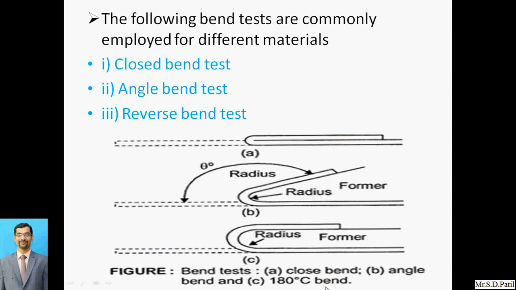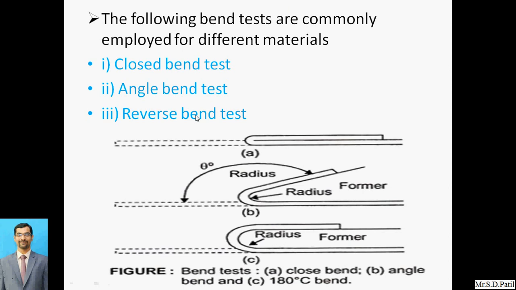And the third is the reverse bend test, also called the 180 degree bend test. Here the component is bent by 180 degrees. In this test, a specimen is bent around a former using a standard nose angle of 180 degrees. Then the specimen is made flat and the test is repeated on the opposite side of the specimen. In this way, the bend test is carried out.